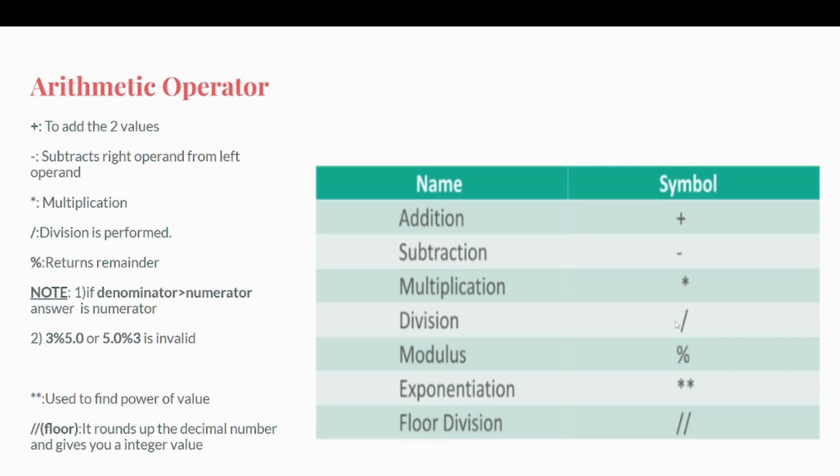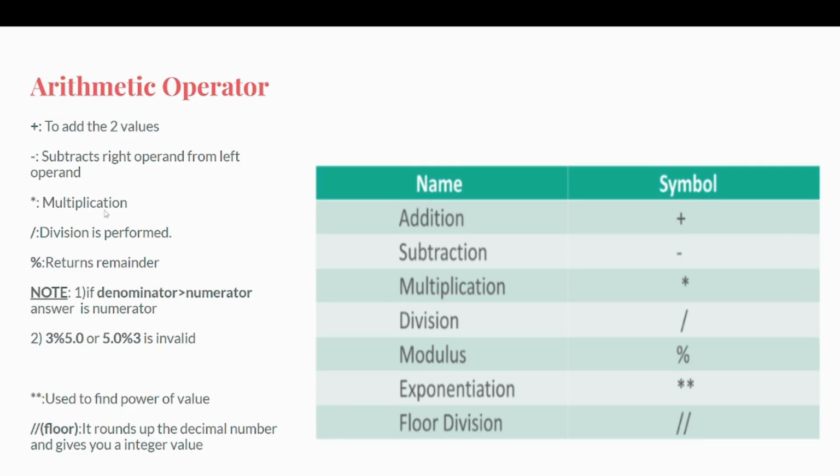So the first one is arithmetic operators. So here we have addition, subtraction, multiplication, division, modulus, exponential and floor division. So for the first one, it adds the two values. So addition between two values or more than two values we can do. Next is subtraction. So subtracts the right operand from the left operand.